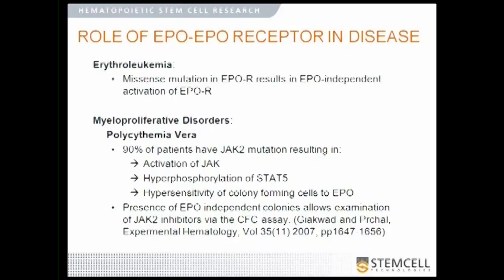In myeloproliferative disorders, which are pre-leukemic diseases, overproduction of red blood cells is the consequence, specifically of polycythemia vera, which we now know is the result of the mutation in the JAK2 kinase. As a consequence of this mutation in the JAK2 kinase, there is constitutive activation of JAK2 and hyperphosphorylation of STAT5, resulting in hypersensitivity of erythroid progenitors to EPO, almost as if there was a perpetual on signal.